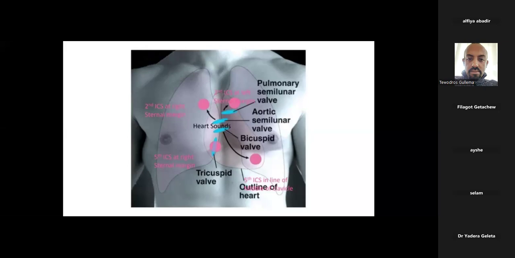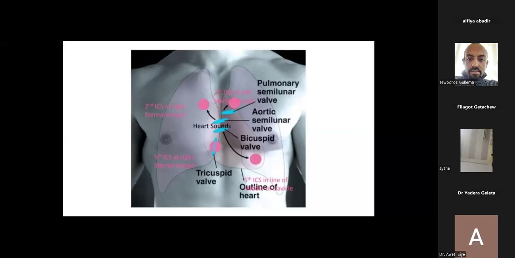And the other one is the bell. You have to apply it lightly. For example, an S3 gallop sometimes you may not auscultate, unless it is a pathologic one. Unless it is harsh, it will not be detected by the diaphragm. So absence of S3 by the diaphragm cannot rule out S3. So you may miss important findings by faulty application of the stethoscope, and pressing it against the chest.